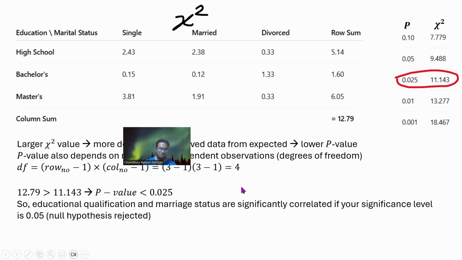That means, obviously, it's statistically significant under the significance level of 0.05. So if you imagine that your significance level is 0.05, then you can reject the null hypothesis. That means educational qualification and marriage status are significantly correlated with each other. So that's all about the chi-square test. I hope that this video made the concept simpler for you guys.